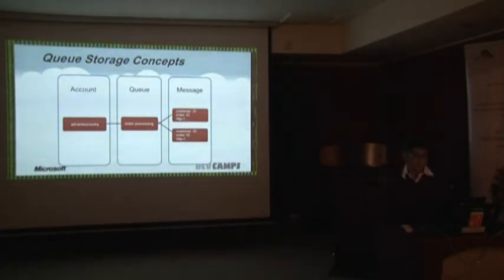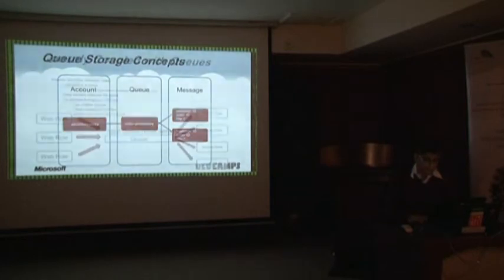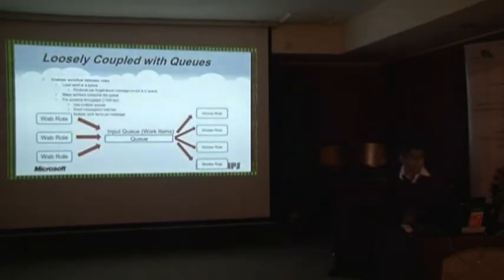Okay? Now, the way queues work, okay, is it's a way of communicating between the different roles. So you set up different queues, like you set up the blobs and the tables. And the way they work is a web role is going to put a queue or a message on the queue.